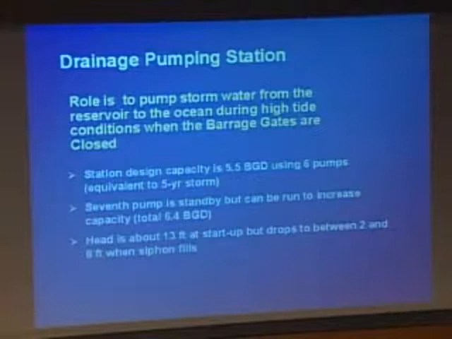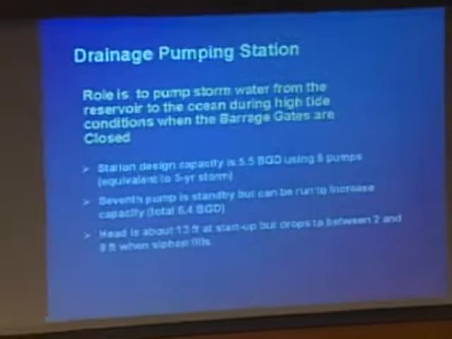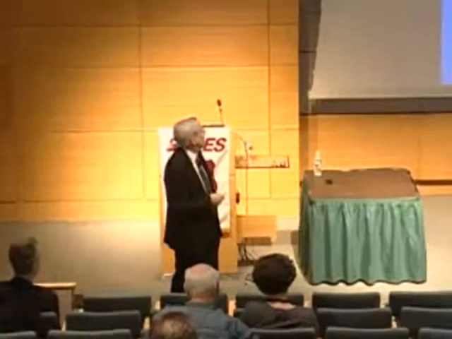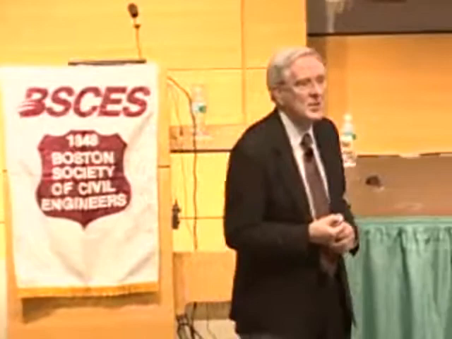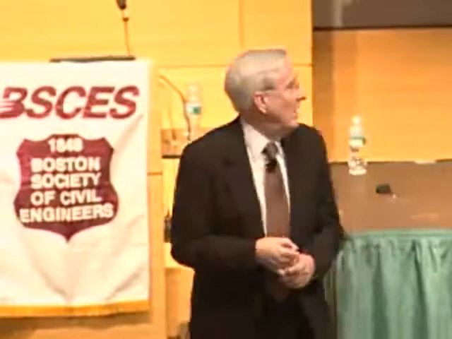The reservoir, what is at its maximum water supply level? If we're using the reservoir for water supply, we keep it a little higher. Then we can pump about 5.5 billion gallons a day. In round numbers, these things pump about 1 billion gallons a day per pump. So they're big pumps, and we can run all 7 of them, obviously. The head is about 13 feet at startup, but it's only 2 to 8 feet once the siphon fills. So these really are low head pumps.